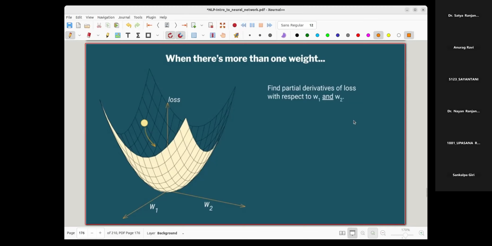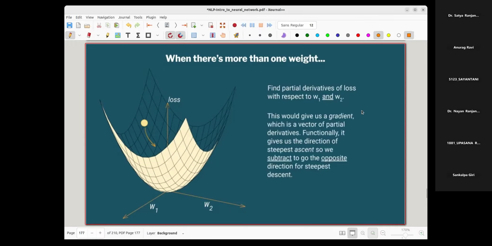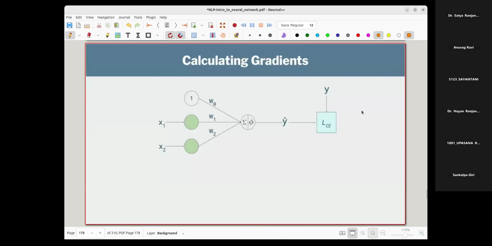But here there are two W's, so we have to update W1 and W2. For that, we need to calculate the partial derivative of the loss function with respect to W1 and the partial derivative of the loss function with respect to W2. For W1, same procedure. For W2, same procedure. Okay, so this should give us a gradient, which is a vector of partial derivatives. There are two W, so we will get two partial derivatives, one vector with two values, and the same procedure can be used.